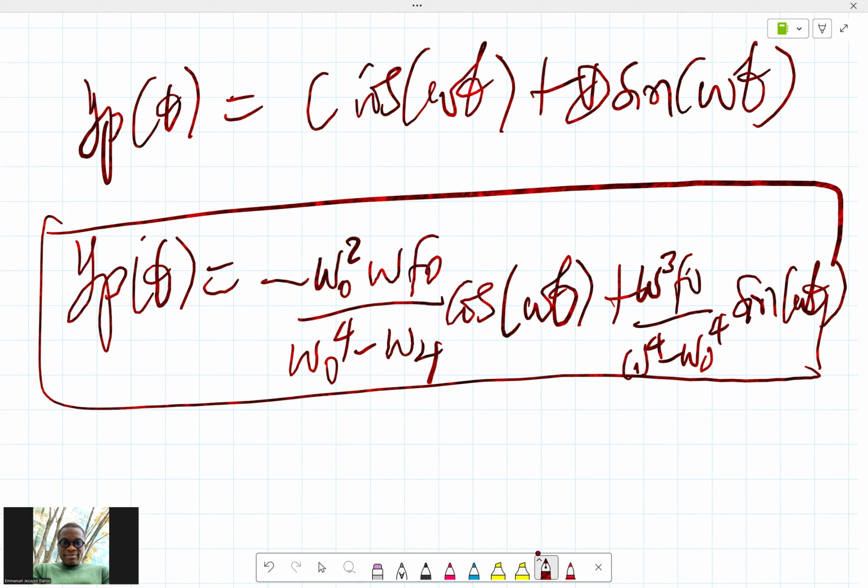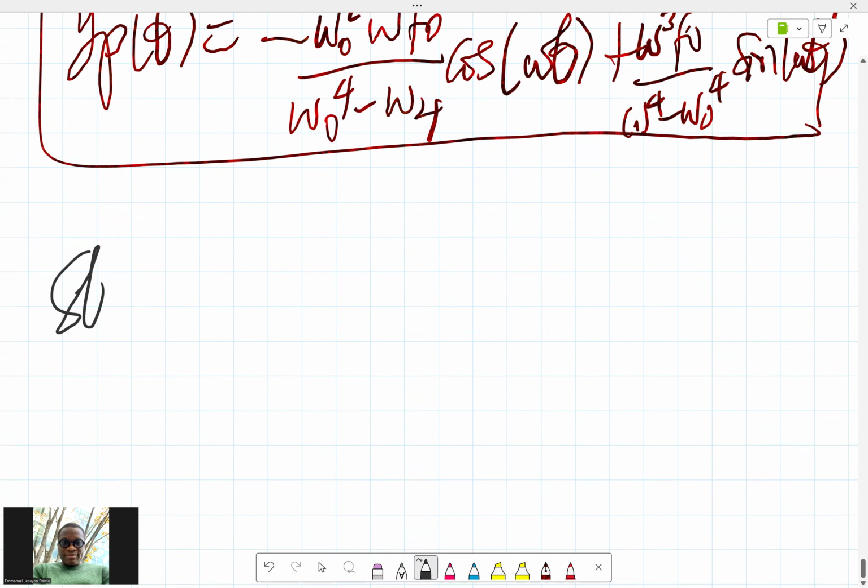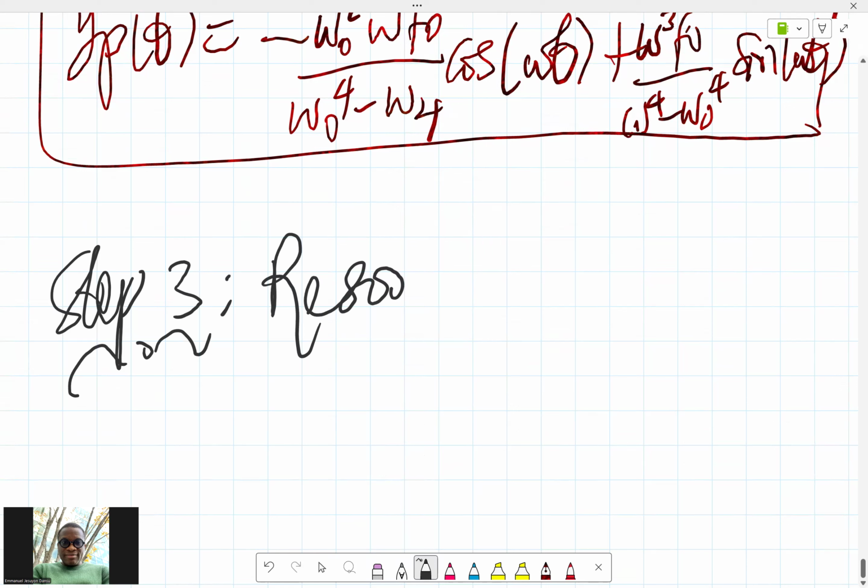That's basically what we have now as our particular solution, but then there's the resonance condition, and that is a bit of a challenge. Let's see how that looks. So step 3, we need to consider the resonance condition.